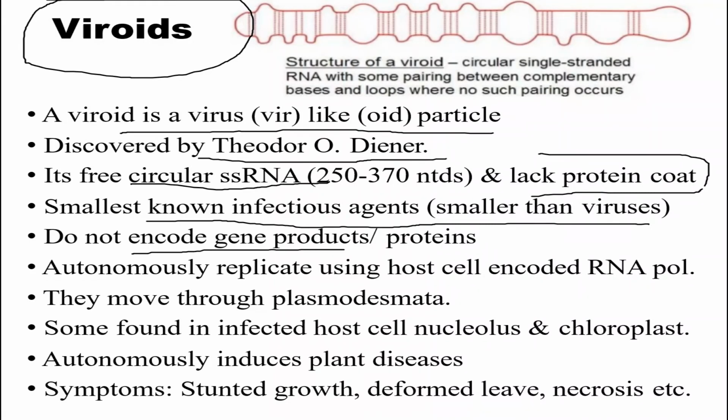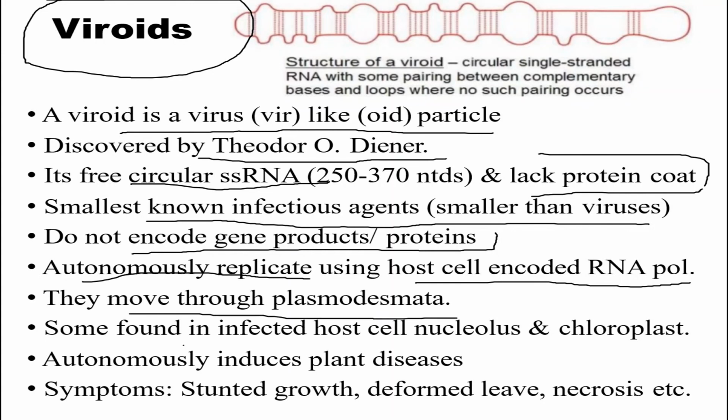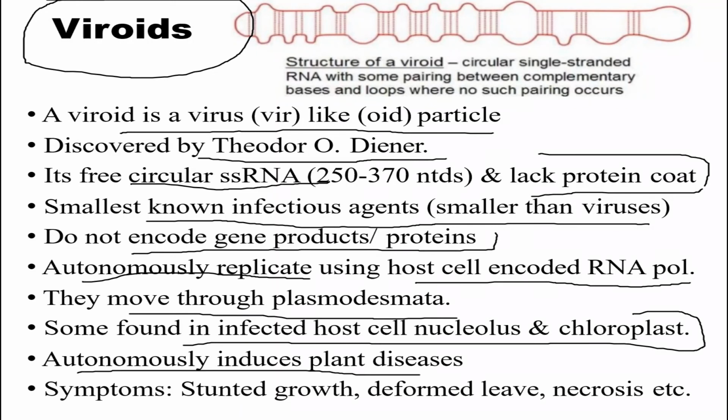They do not encode gene products or proteins, and they are autonomously replicated using the host cell encoded RNA polymerase. They move through plasmodesmata and some are found in the infected host cell nucleus and chloroplast. These autonomously induce plant disease, and some of the symptoms caused by viroids are stunted growth, deformed leaves, and necrosis.